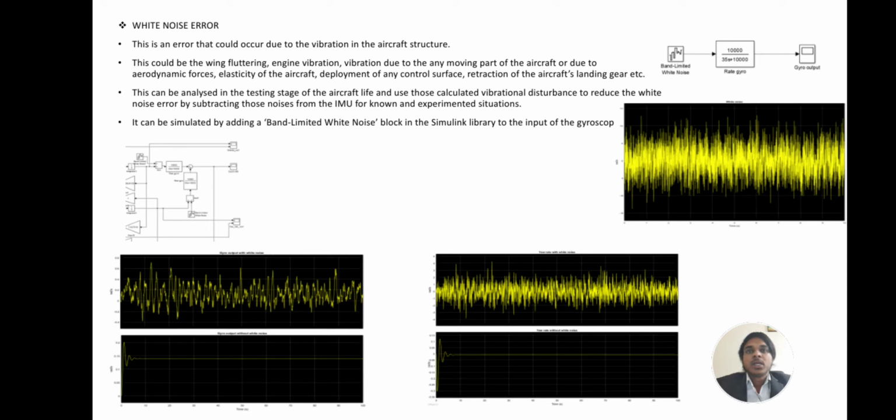Let's look at the white noise error. This is an error that could occur due to the vibration of the aircraft structure. This could be wing fluttering, engine vibration, any moving part of the aircraft, aerodynamic forces, elasticity of the aircraft, or deployment of any control surfaces. This could be analyzed in the testing stage of the aircraft life, and those calculated vibration disturbances used to reduce the white noise error by subtracting those noises from the IMU for known and experimental situations.